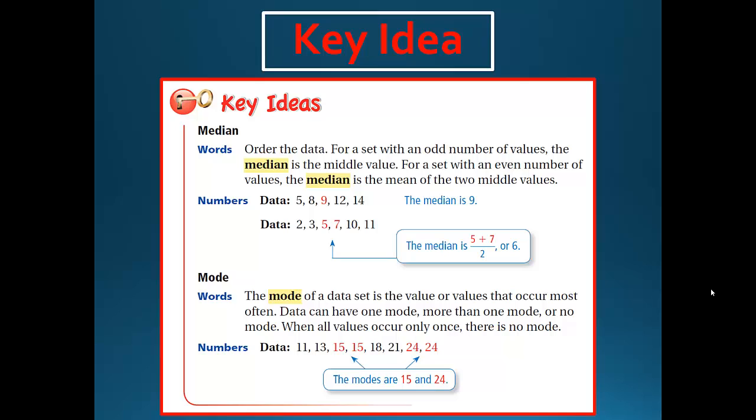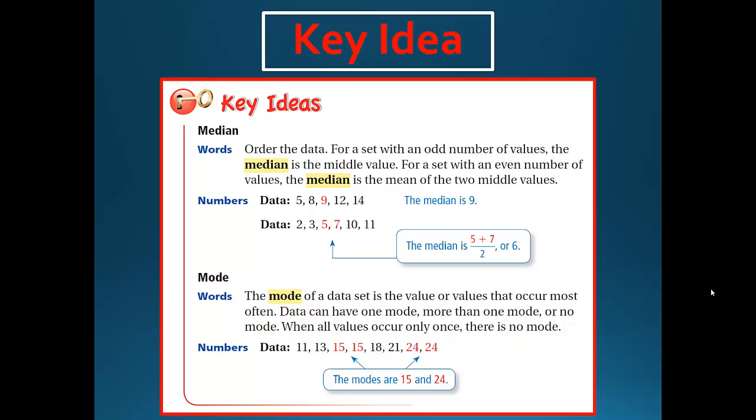Now look at our key idea for the other two. The first one is median. We would order the data. For a set with an odd number of values, the median is the middle value. For a set with an even number of values, the median is the mean of the two middle values.